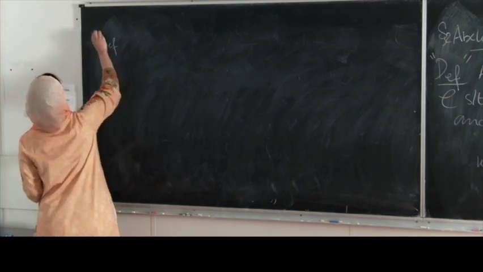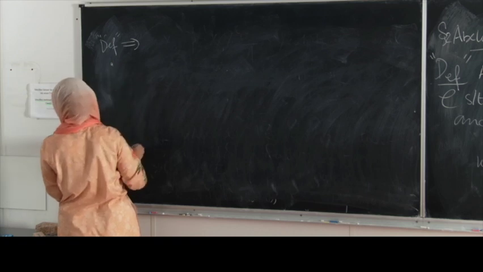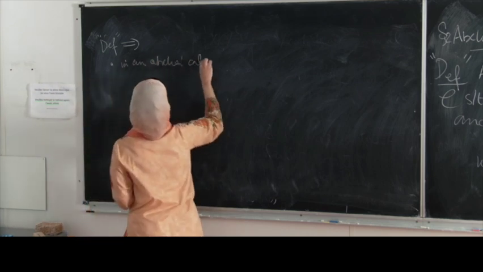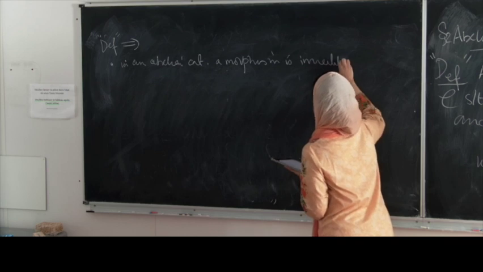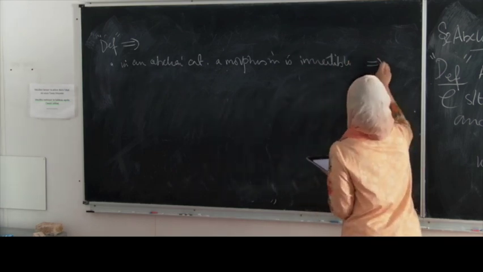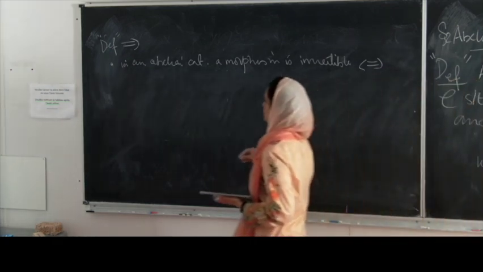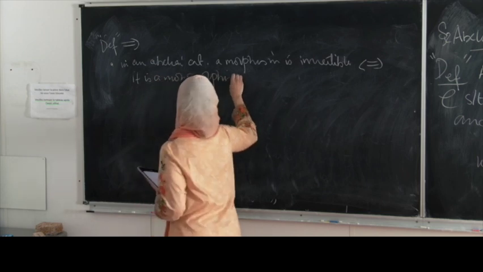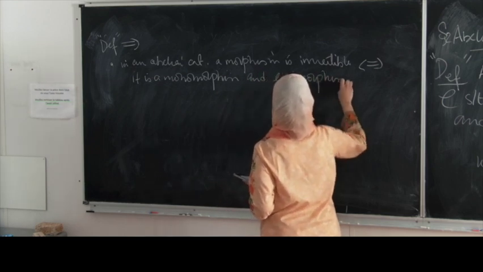So this definition implies the following. First of all, in an abelian category, a morphism is invertible if and only if, of course, if it admits kernels and co-kernels, you can write it in terms of kernels and co-kernels, or you can say that this is trivial and this is trivial. So if and only if it is a monomorphism, a morphism which is injective, and an epimorphism, one that is surjective. Okay.